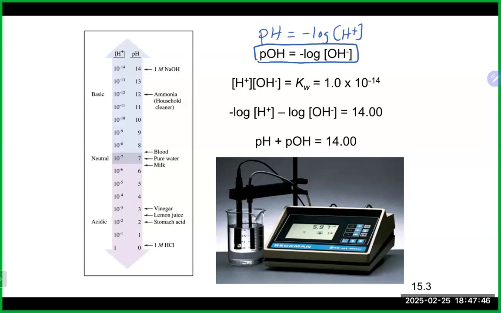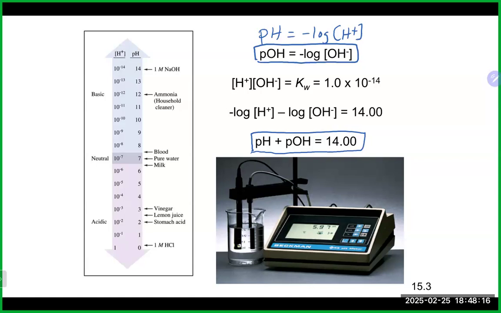Now, why you might want to calculate the pOH versus the pH, besides that maybe they ask you that, is that there is a nice relationship between pH and pOH. If you take the pH plus the pOH, it equals 14. That means, for example, if you wanted the pH of a solution but were given the hydroxide concentration, you could calculate the pOH and then take 14 minus it, and you'll have the pH really quick.